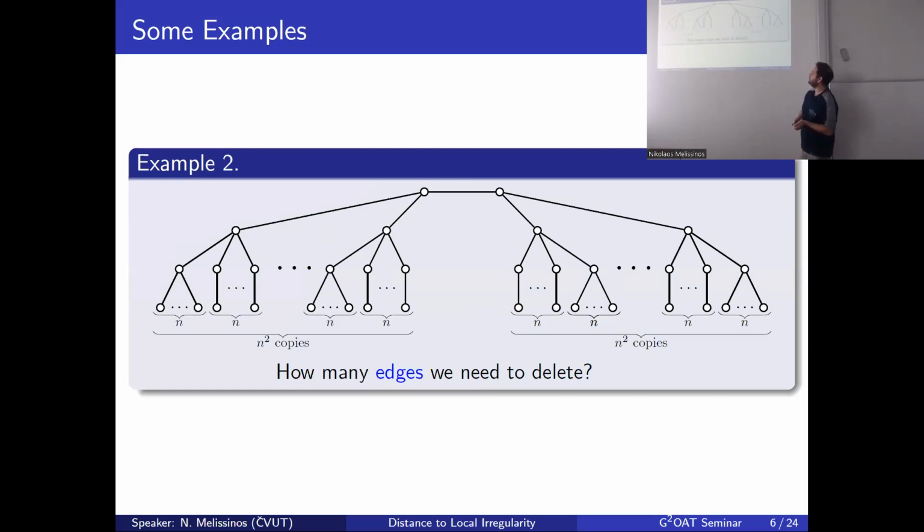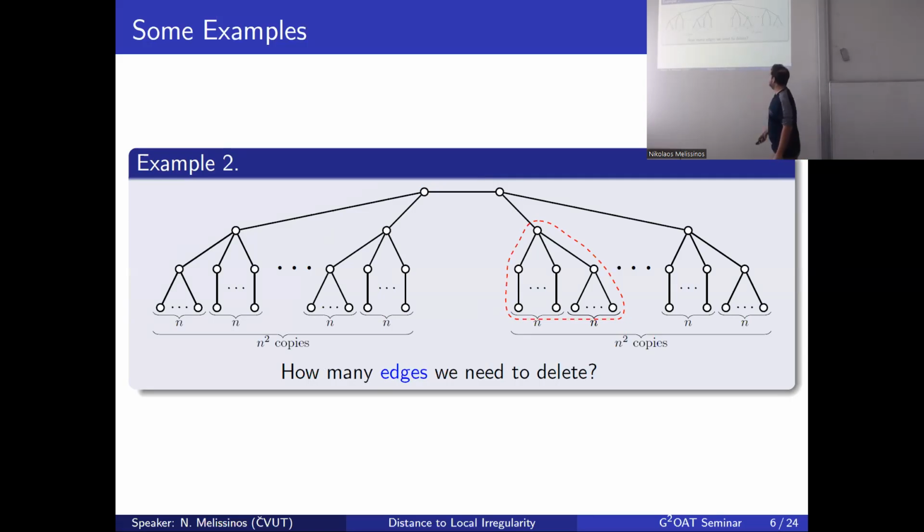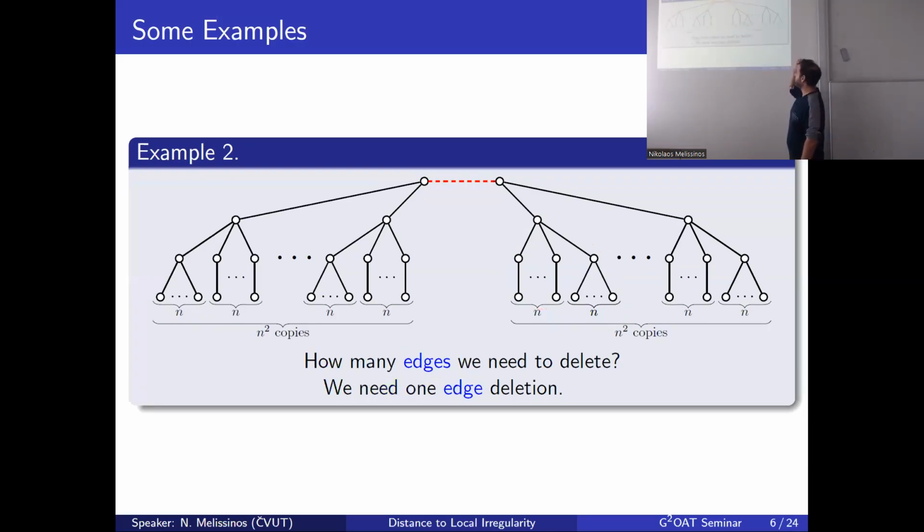So let's see another example. The same question here, well, the reverse question first. How many edges do we need to delete here? Let's take a look. We have n squared copies of this gadget on one side, and n squared copies of the same gadget on the other side. So the top two vertices have a problem: they have the same degree. We can delete just one edge and everybody is happy, because the top ones have degree n squared, while the bottom ones have something like n plus 1.